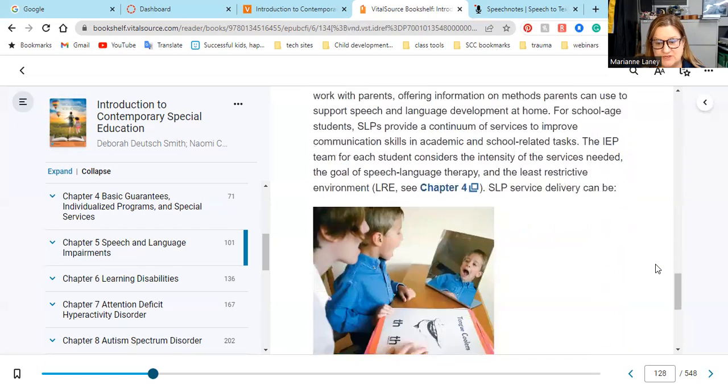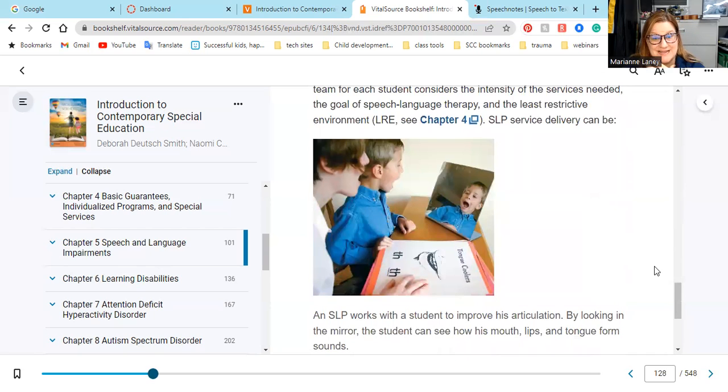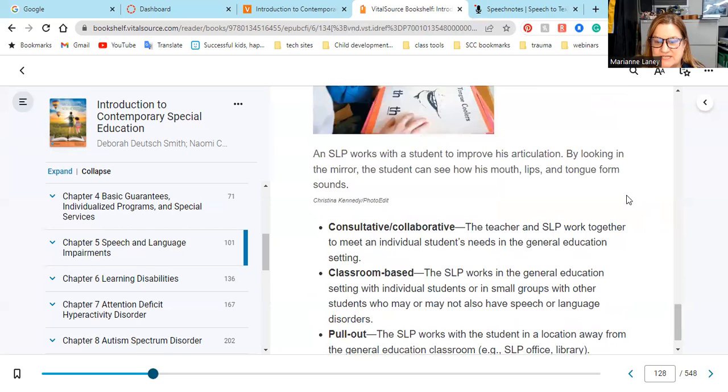So again, SLPs can do push in, pull out. A lot of times it has to do with the musculature, right? So you're going to be doing things like this. You show the kid with a mirror where the tongue goes, tongue coolers, so that's a tongue cooler. Okay. So articulation.